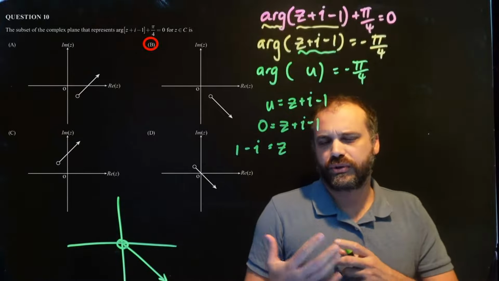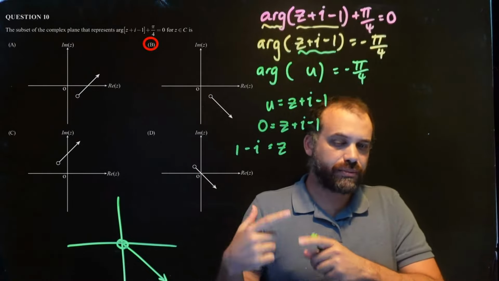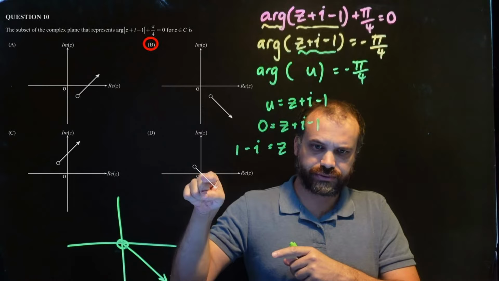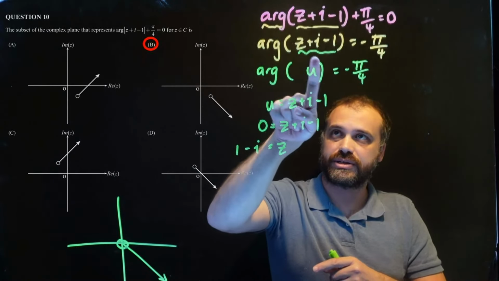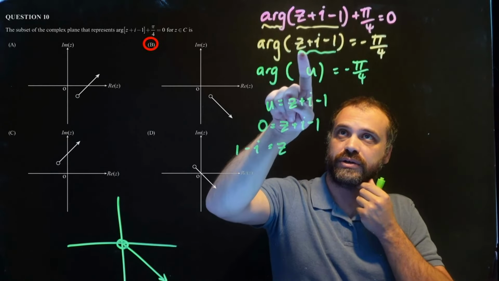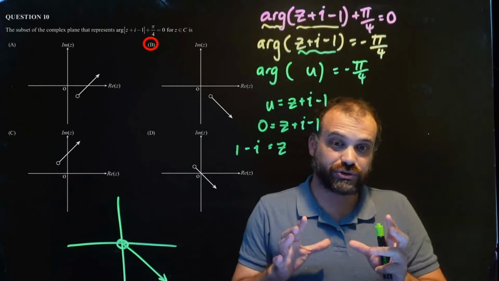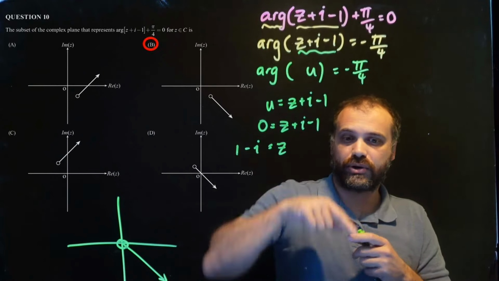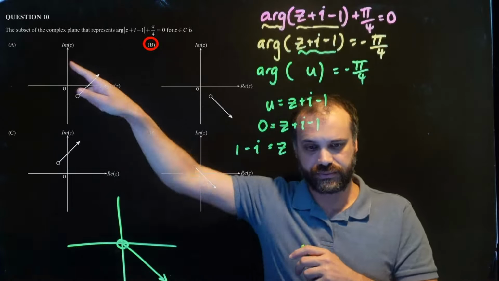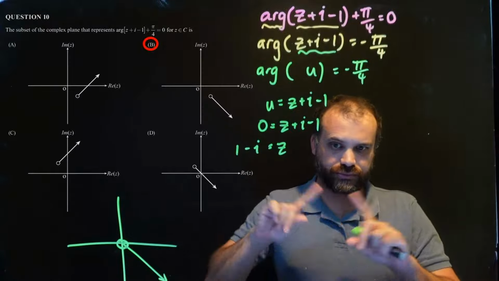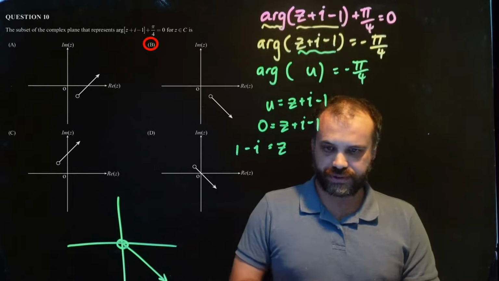Okay, what if you're not sure? What if you think maybe I'm wrong, but you're still tossing up between these two? Well, you could sub in 0. You could sub 0 into here, or in here, doesn't matter. But if I sub 0 into here, I get the argument of i minus 1 is equal to negative pi on 4. Well, that's not true. The argument of i minus 1 is like that. It's like 3 pi on 4. So that one doesn't work. This one does work. All right, celebrating.